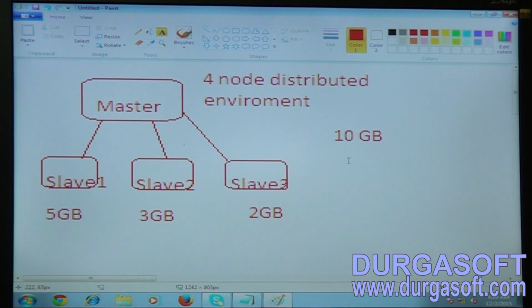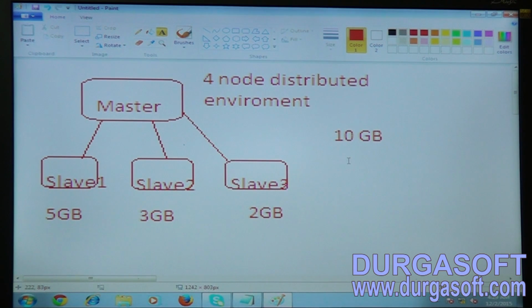So the problem here is, we can choose a traditional distributed system to process big data. Say we have taken that one, and then I stored multiple terabytes of data into the slave nodes.